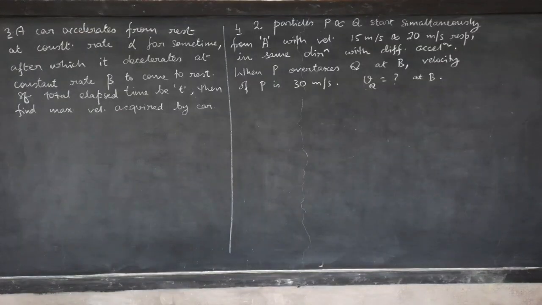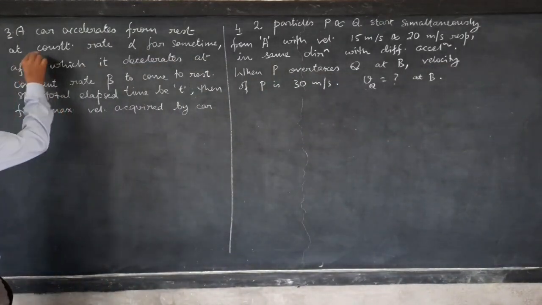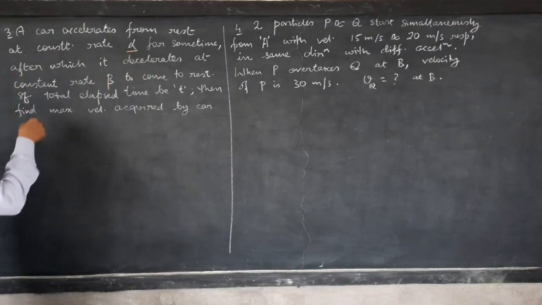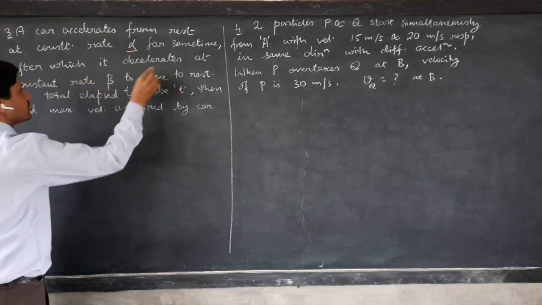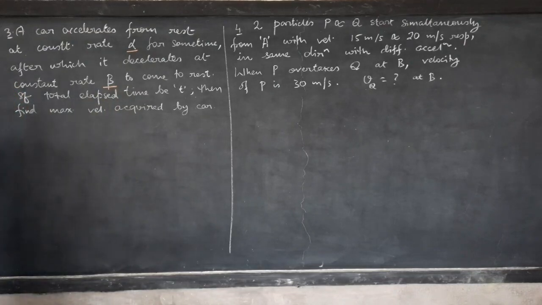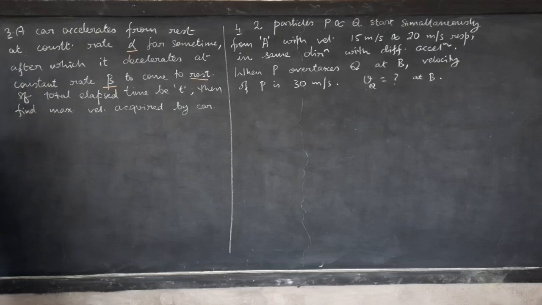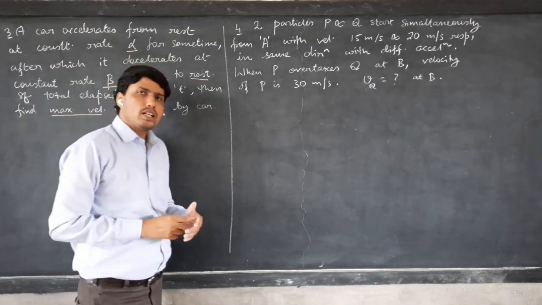Okay, so let us see some more questions. Let's see the third question. It is given that a car accelerates from rest at constant rate alpha. For some time, it accelerates at this rate, after which it decelerates at some rate which is again constant and is given as beta. Finally, it comes to rest. The total elapsed time is t, then calculate the maximum velocity acquired by the car.